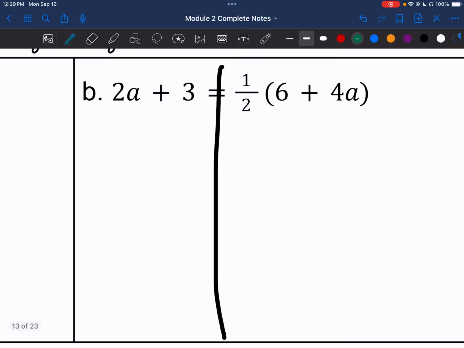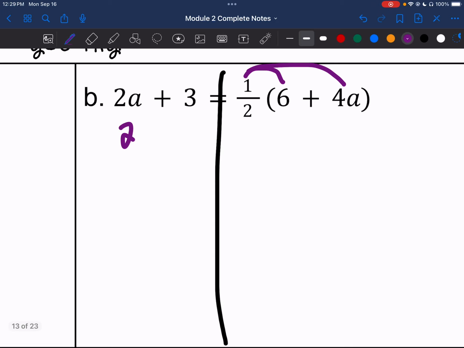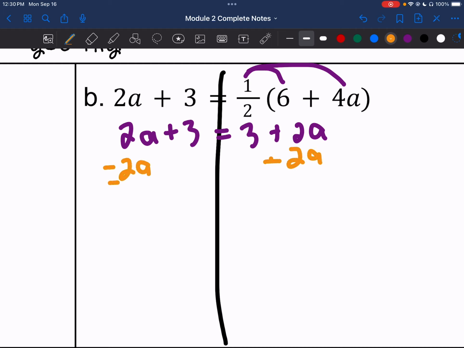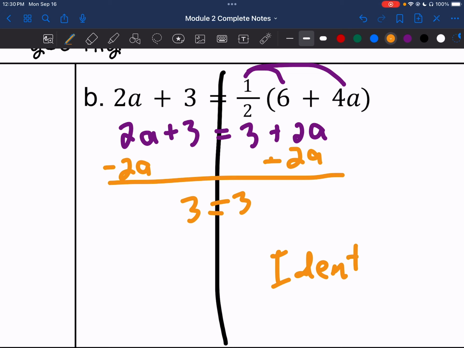And letter B, we have 2a plus 3, and we've got 1/2 times 6 and 1/2 times 4. So we have 2a plus 3 is equal to 1/2 times 6 is 3. 1/2 times 4 is 2. So 3 plus 2a. We subtract the 2a's. And we're left with 3 is equal to 3. So this one turns out to be an identity.